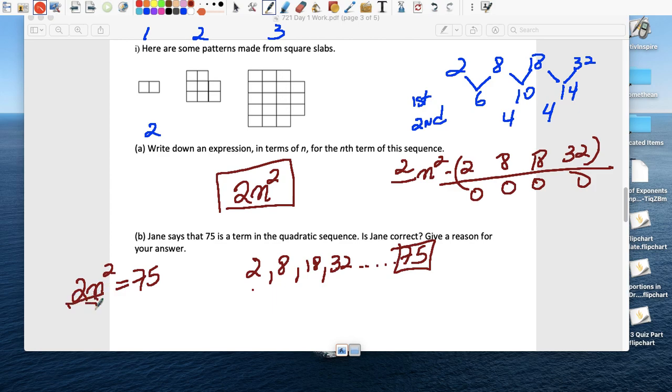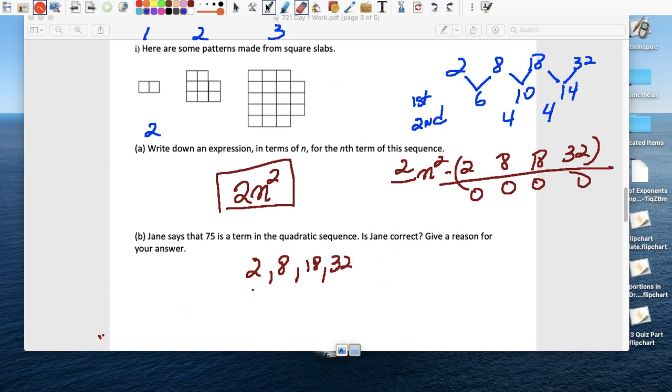Well, one way of doing that is to divide by 2. N squared equals, what's 75 divided by 2? 37.5. Yeah, 37.5. And if we take the square root of both sides, there's not going to be an answer that is rational. So 75 is not a term in this sequence because it just doesn't work. Okay.